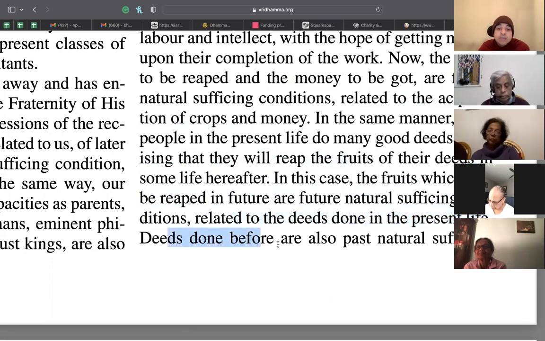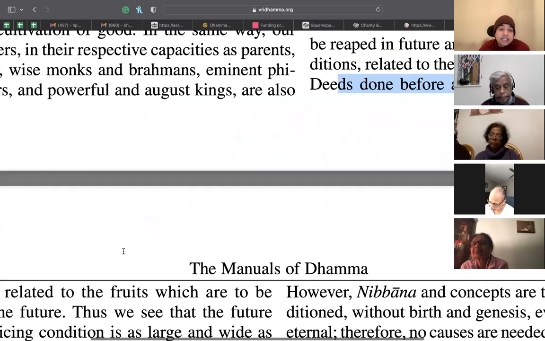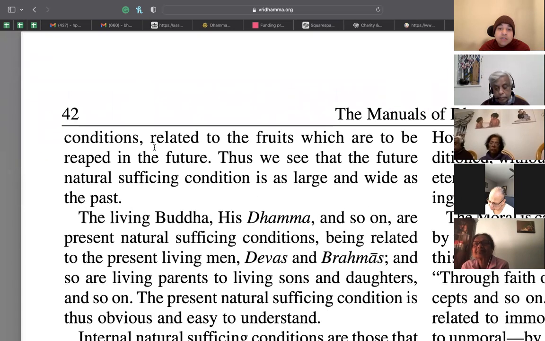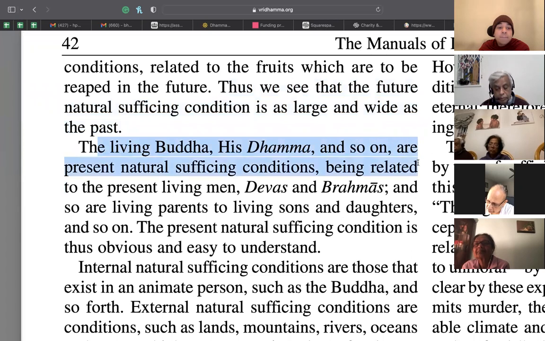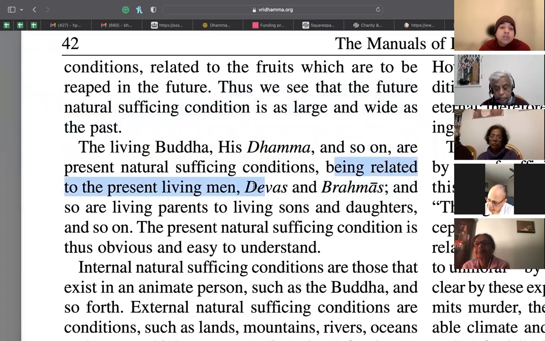Deeds done before are also past natural sufficing conditions related to the fruits which are to be reaped in the future. Thus, we see that the future natural sufficing condition is as large and wide as the past. The living Buddha and his Dhamma and so on are present natural sufficing conditions, being related to the present living men, devas, and brahmas, and so on.